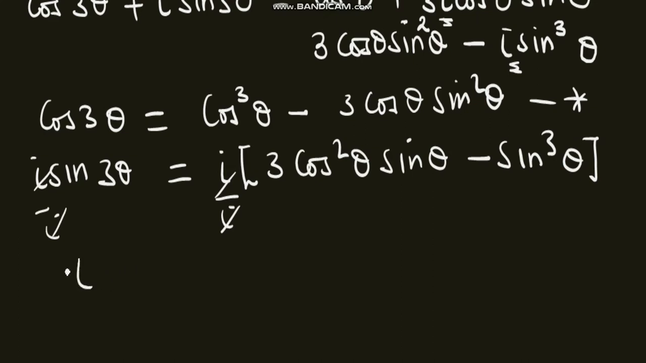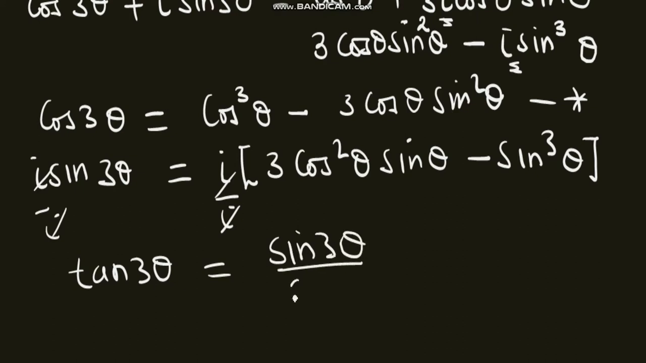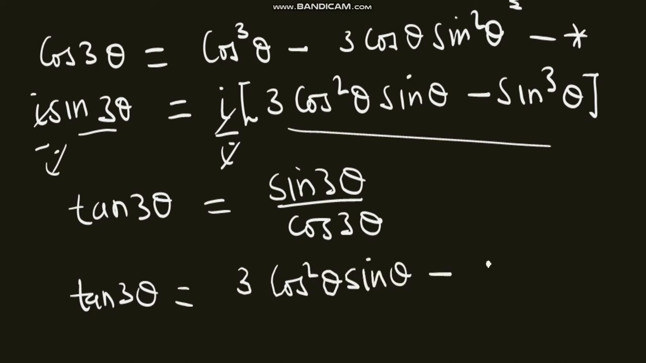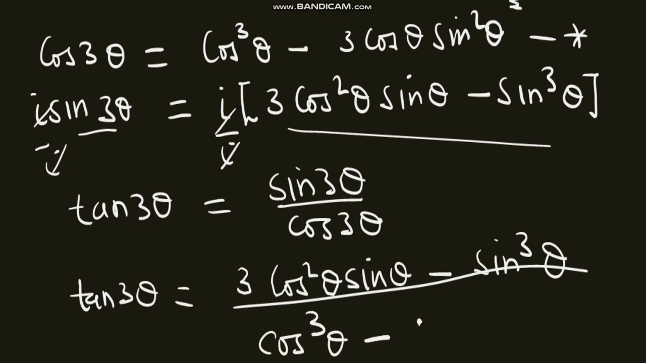We said that tan 3 theta can be expressed as sine 3 theta out of cos 3 theta. We have an expansion of sine 3 theta, as well as an expansion of cos 3 theta. Therefore, we just plug them into our tan 3 theta. We shall have sine 3 theta, which is 3 cos squared theta sine theta minus sine cubed theta, divided by cos cubed theta minus 3 cos theta sine squared theta.